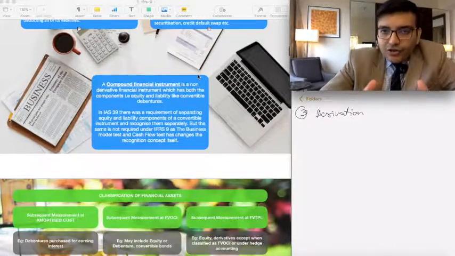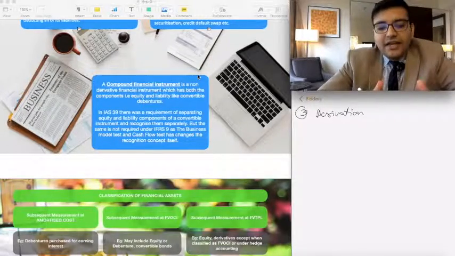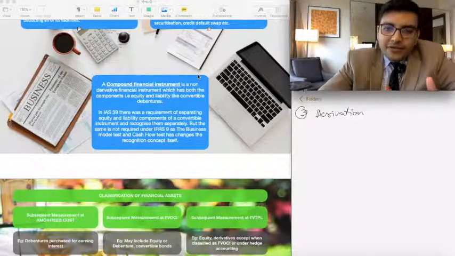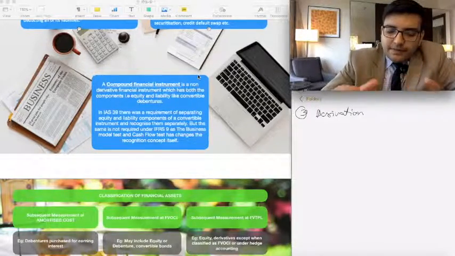Now compound financial instrument. A compound financial instrument is basically convertible instruments like convertible debentures, convertible preferences. All these are compound financial instruments because they contain two components.